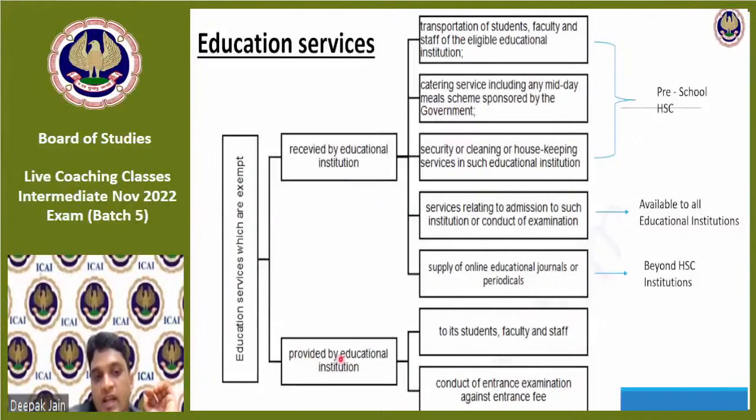Services provided by an educational institution to its students, faculty and staff. Staff को क्या देते हैं? Salary देते हैं. Then staff को अगले consultancy, special lectures, special services provide करते हैं. Okay, then services provided to them, everything basically जो भी services हम लोग educational institution से लेते हैं, that is exempted. Then conduct of entrance examination against entrance fees, that is also exempted.